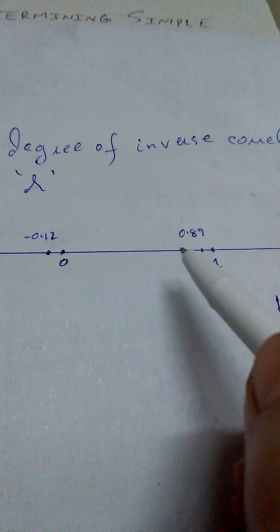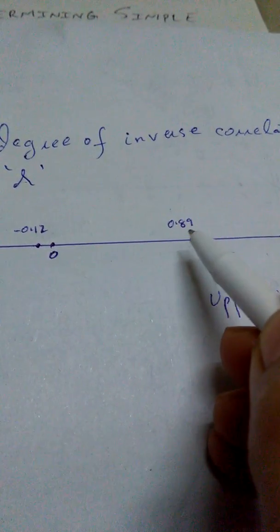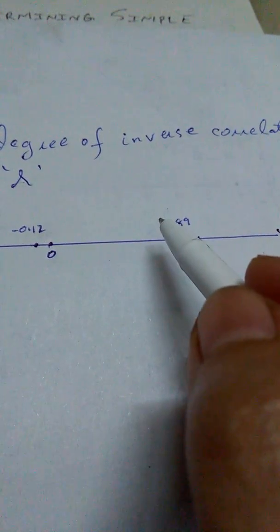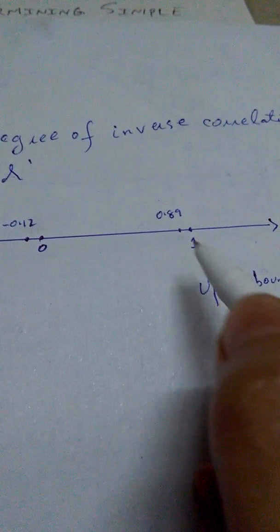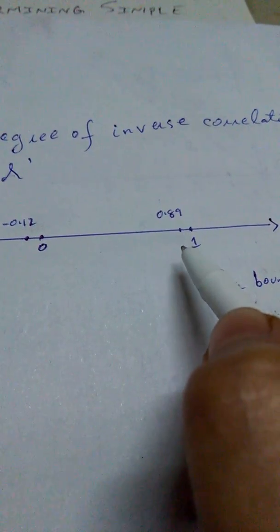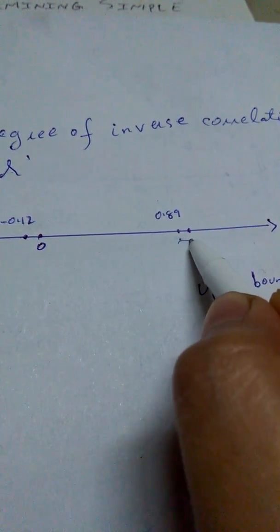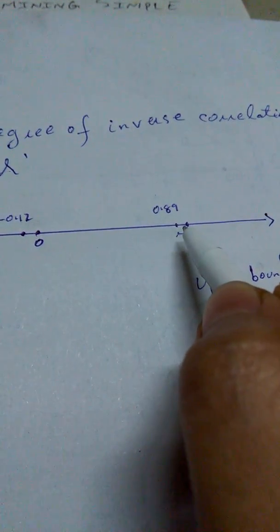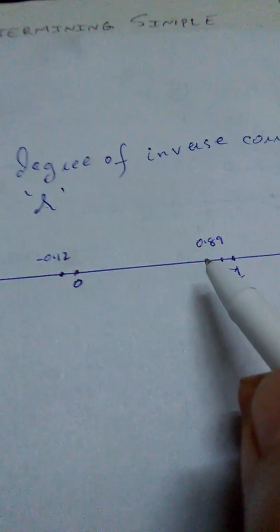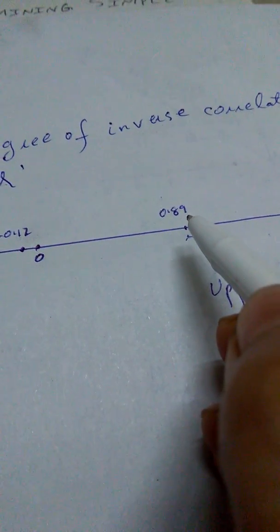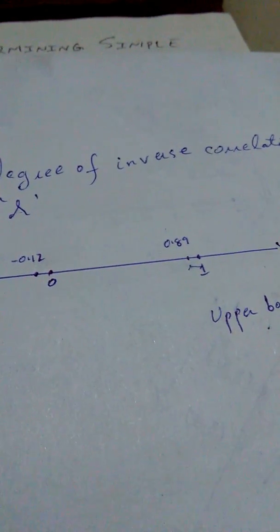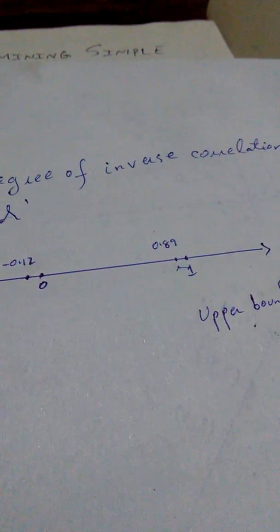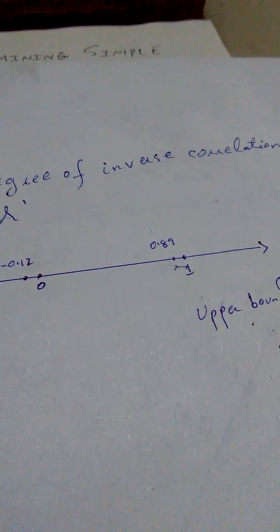In the same way, if you have an r value, for example 0.89, you just calculated your r and it comes out 0.89. Once the value is positive, you have to see its distance from the upper bound, which is positive one, and it is quite small. So you will say that this is a high degree of direct correlation, because you have studied that if your r comes positive, greater than 0, then this tells the direct correlation, and if the r value is negative, then this depicts the inverse correlation.